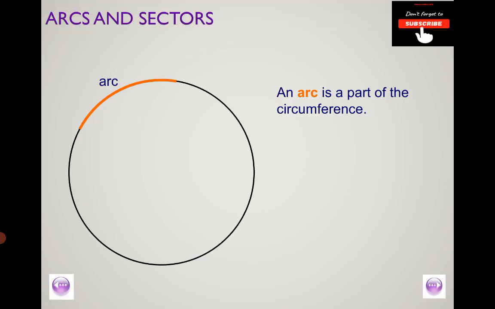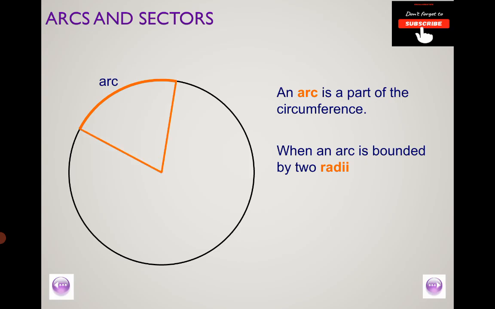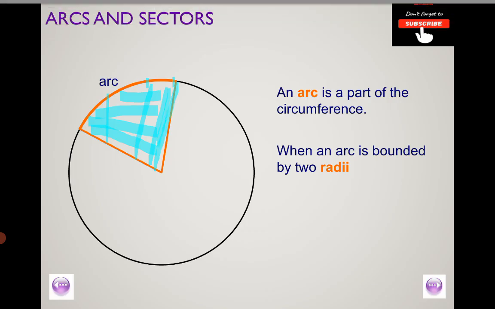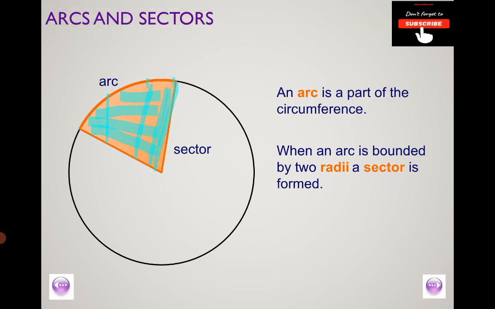All right. Another concept we would love to look at is the fact that when an arc is bounded by two radii, it will form this part here. This part looks like a part of a cake. If you have ever seen a cake being cut, this portion here is what is known as a sector.